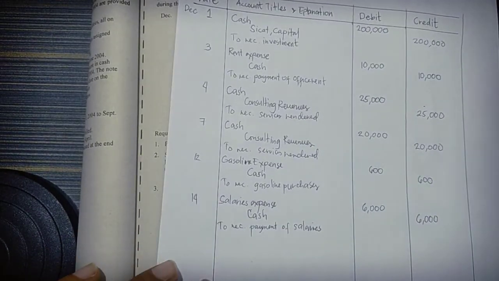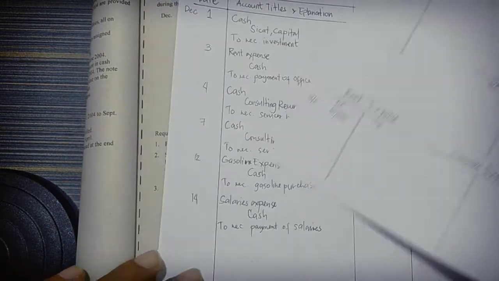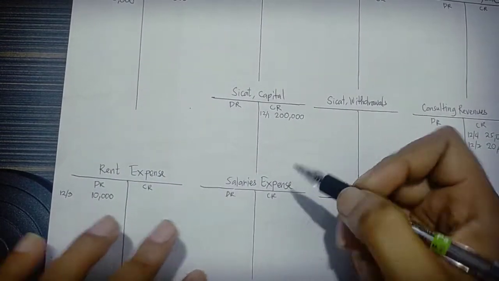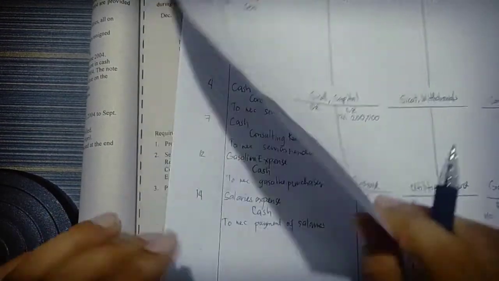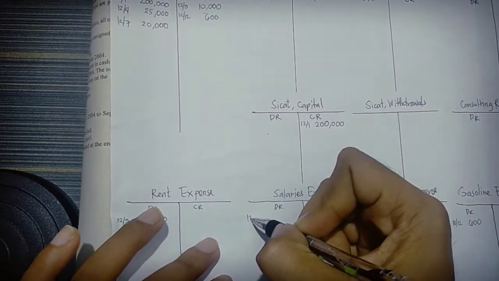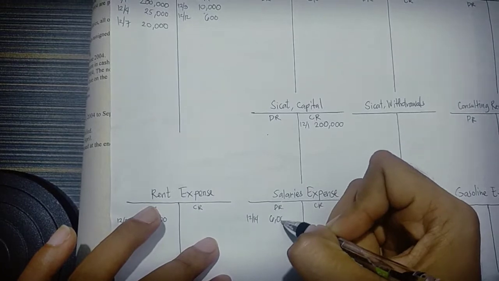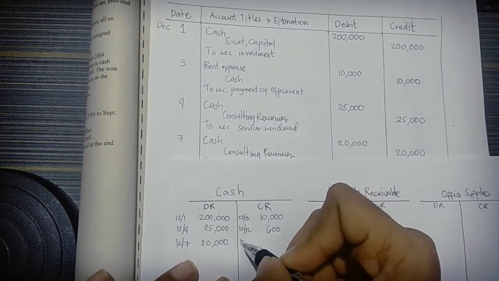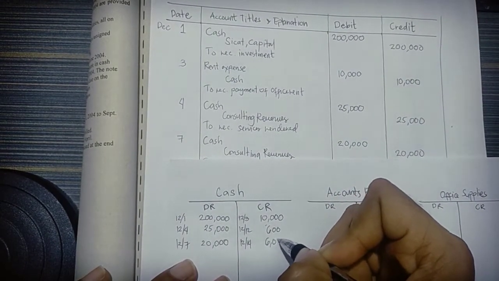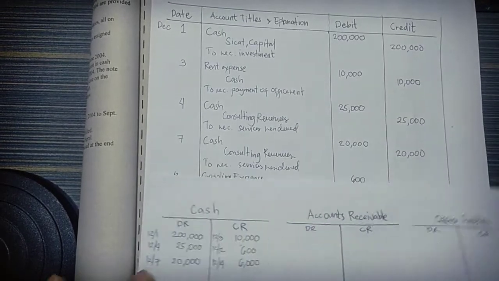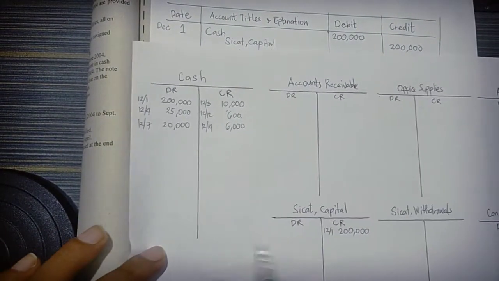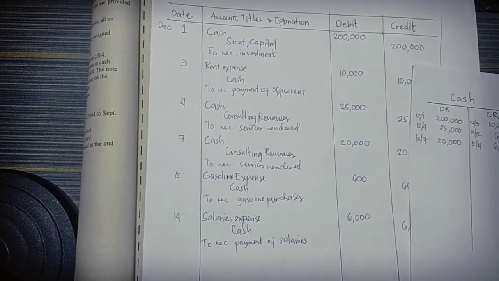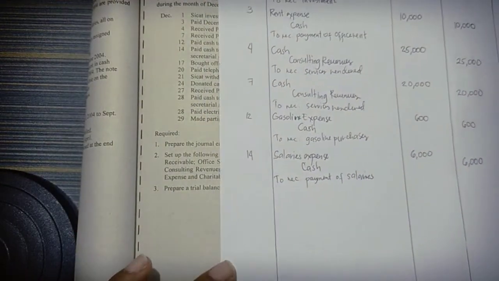Okay, so that will of course be reflected here on our T account. So, hahanapin natin yung salaries expense. So, here. So, that is on December 14, 6,000. Okay? Then, of course, ating cash, 6,000. Don't forget the date. Then, don't also forget na i-reflect nyo dito sa T accounts every transactions nyo dito sa journal entries. Is it clear?